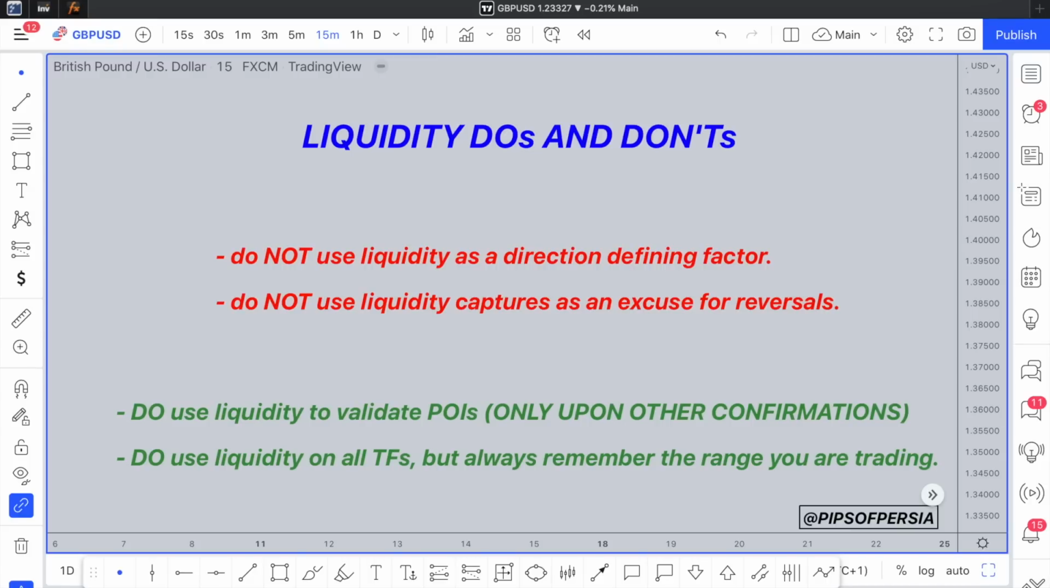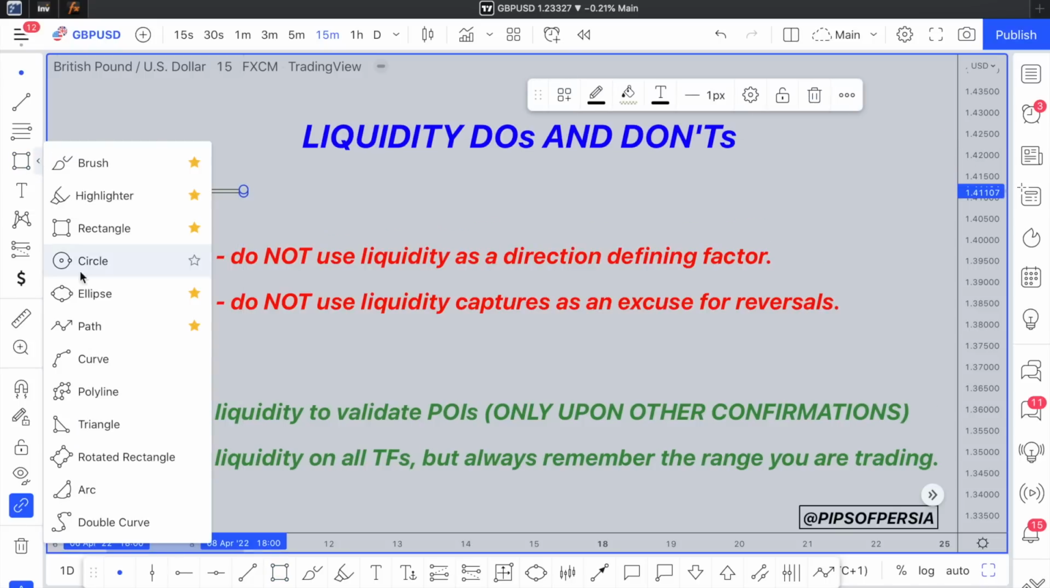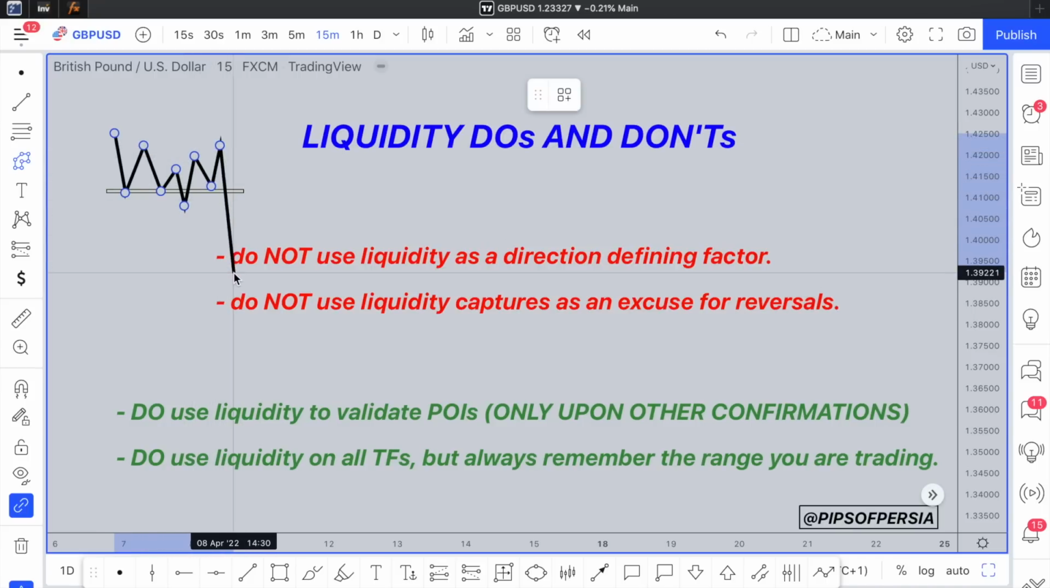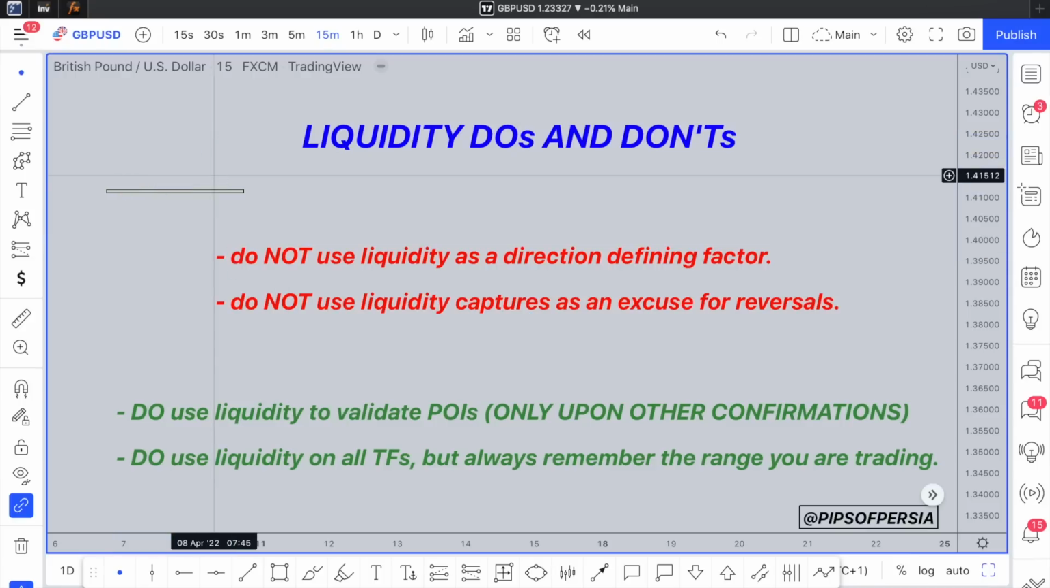Also, do not use liquidity captures as an excuse for reversals. In addition to what I said about it not being a direction defining factor, once the equal highs or equal lows get manipulated, that is not necessarily an excuse for the total reversal of that market. They can create equal lows, they can go ahead and manipulate those equal lows, but perhaps that wasn't necessarily the direction that they wanted to take in terms of reversing it to the upside. So instead it will just come back up, tap off some supply, and then down it goes again. So we shouldn't use liquidity captures as an excuse for reversals.